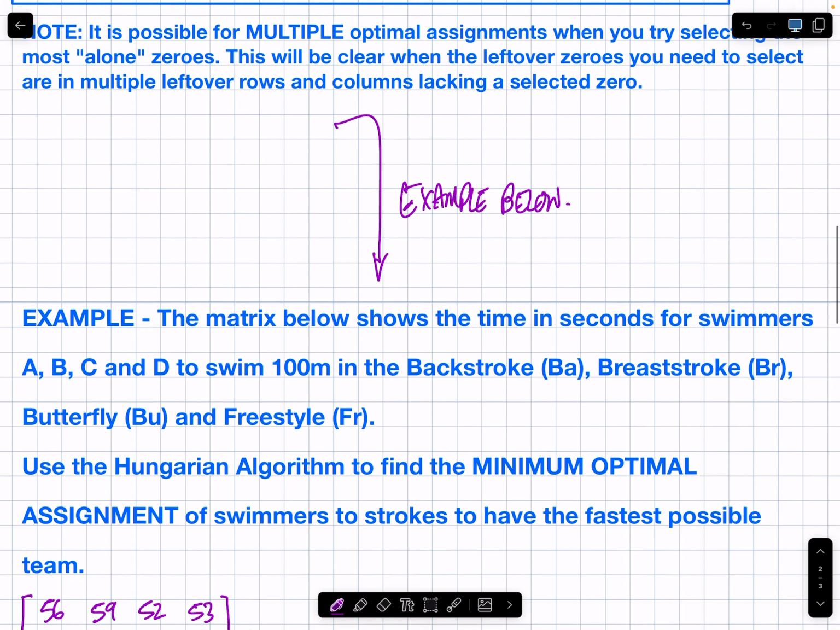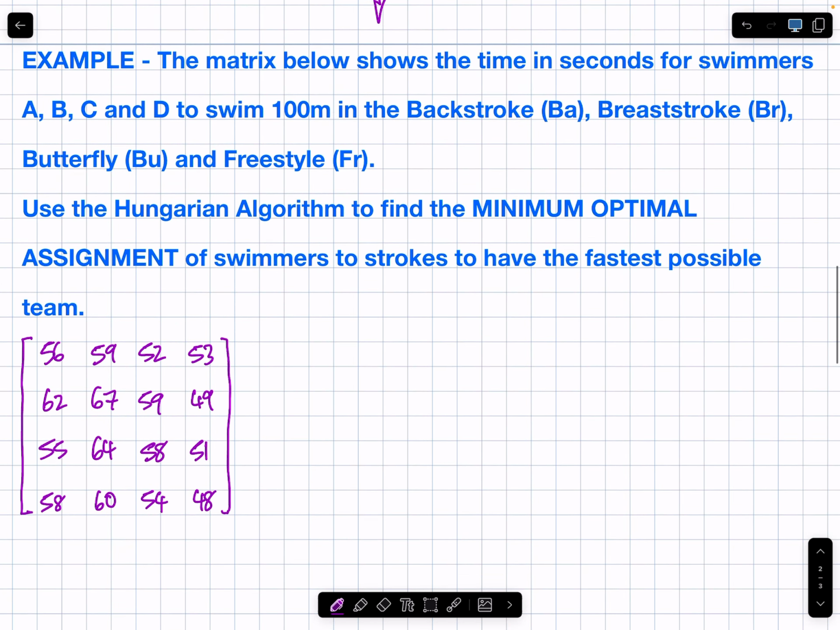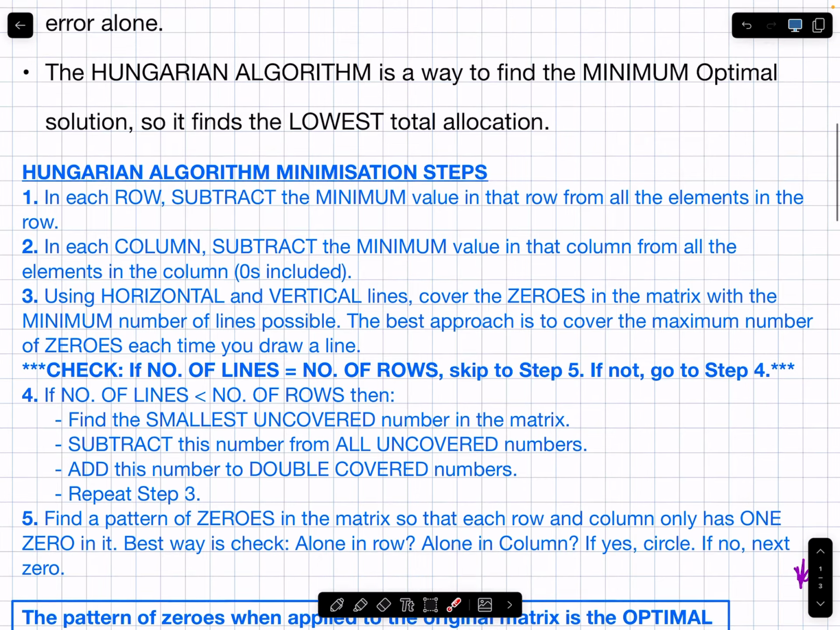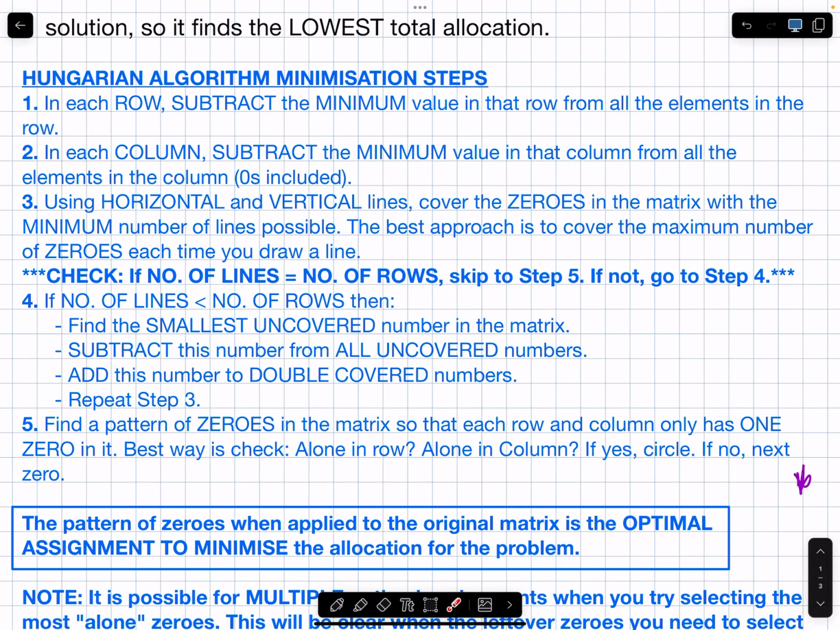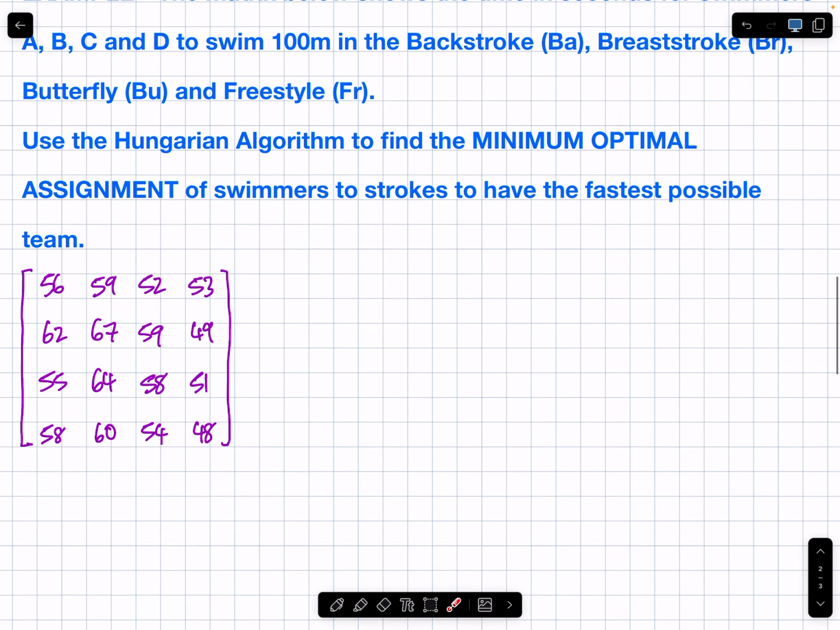All right, let's do the example. We're going to find that team of swimmers using the proper way, so not by inspection. This is the same matrix from before, right? The first step was in each row, subtract the minimum value from all the elements. What I like to do is circle the minimum. In the top row, what is the smallest value? 52. Good. So you're going to subtract 52. If you want to circle it, that's fine.